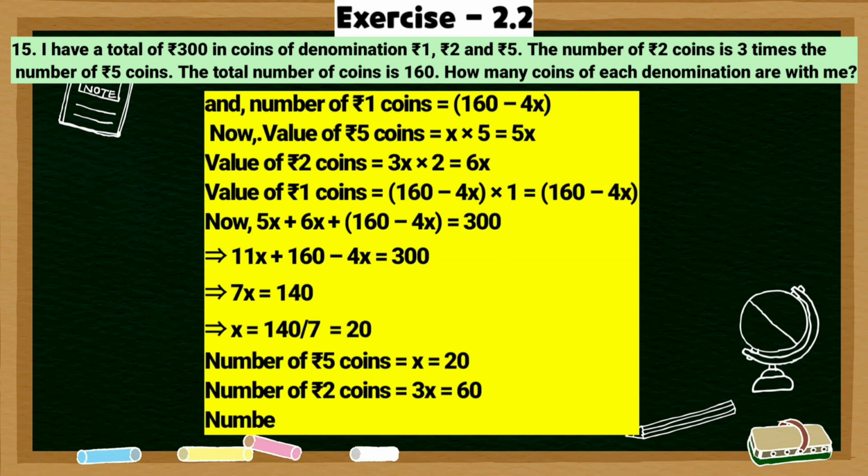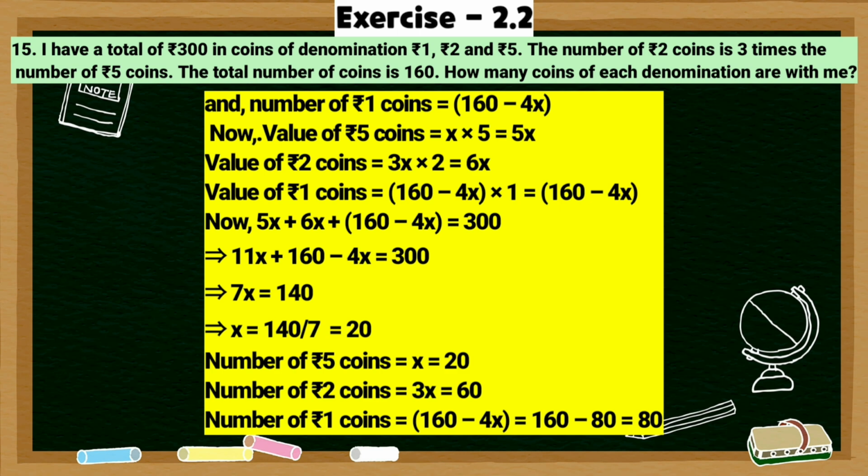So the number of 1 rupee coins will be 160 minus 4x. So 160 minus 4 into 20 is 80. 160 minus 80, you will get the answer 80 coins.